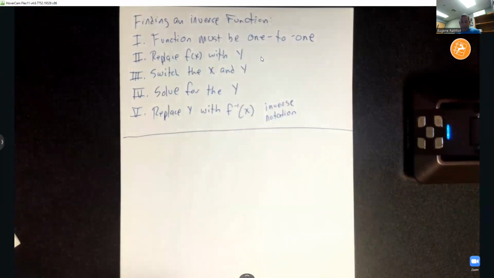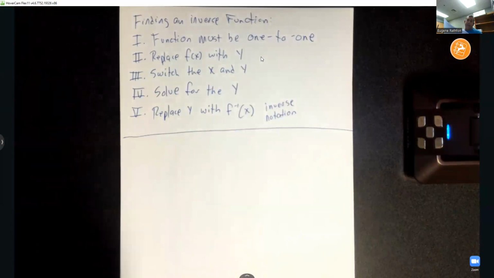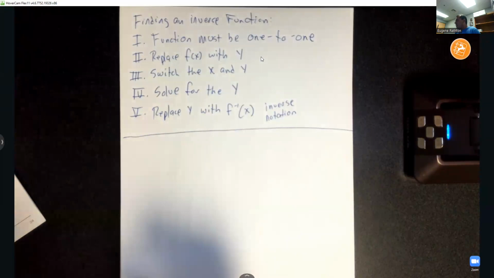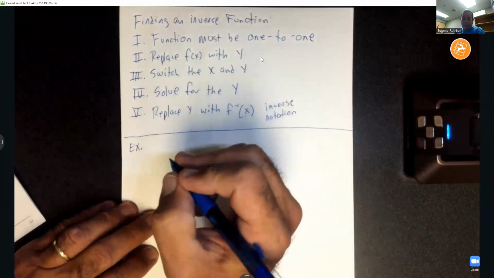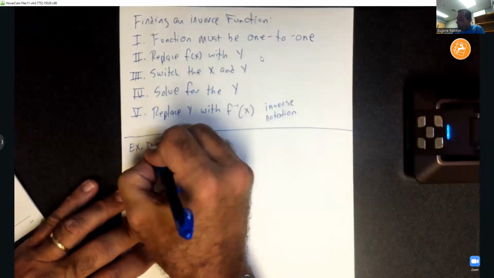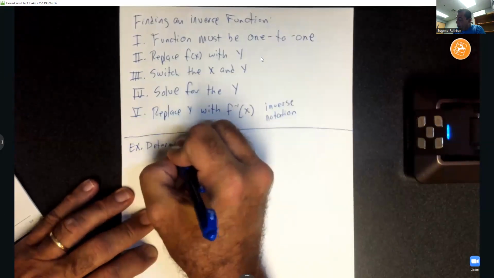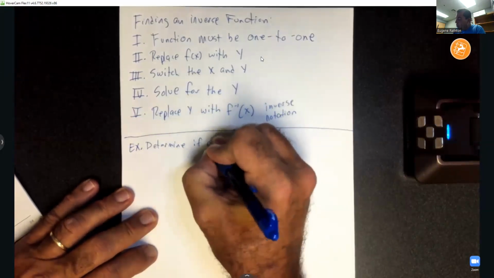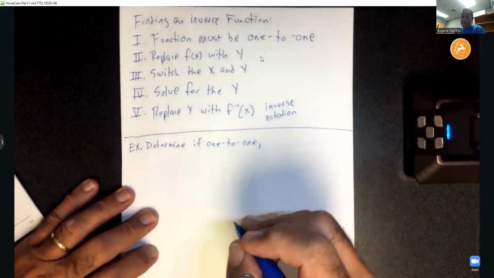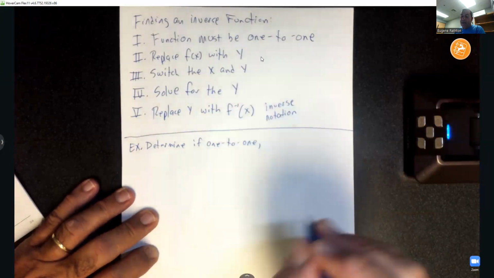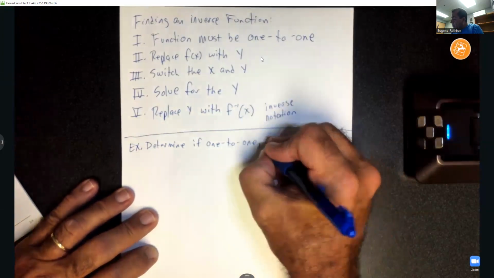So let's play with a few of these. Let's see, 1, 2, 3. There's about 5 or 6 of these on the homework. So determine if one-to-one, and if one-to-one, find its inverse.